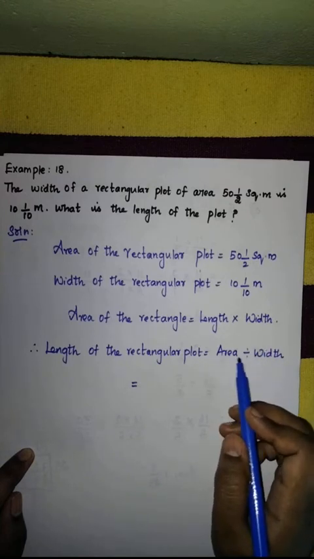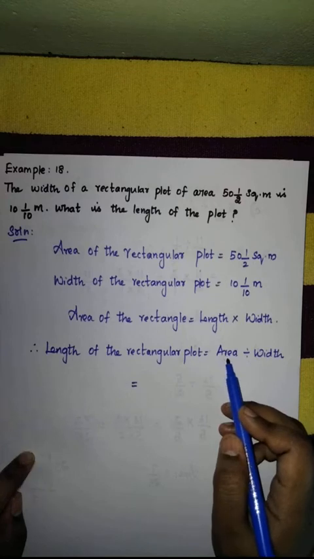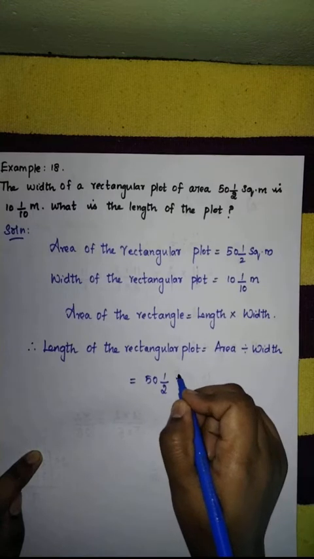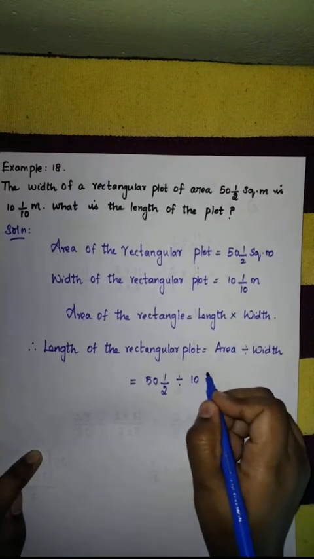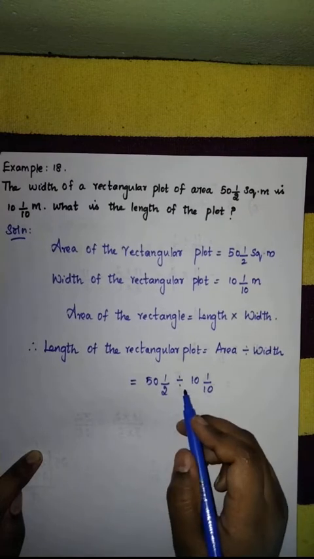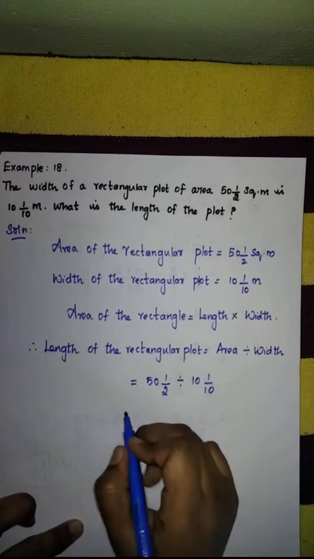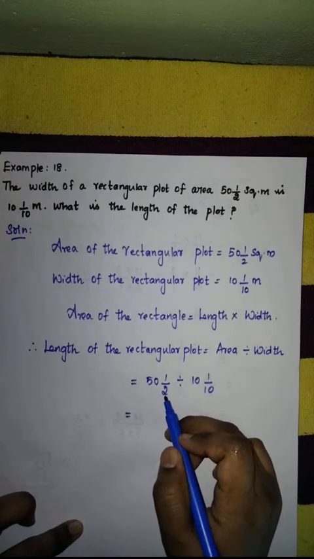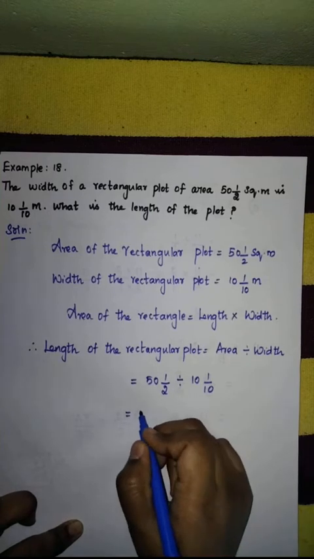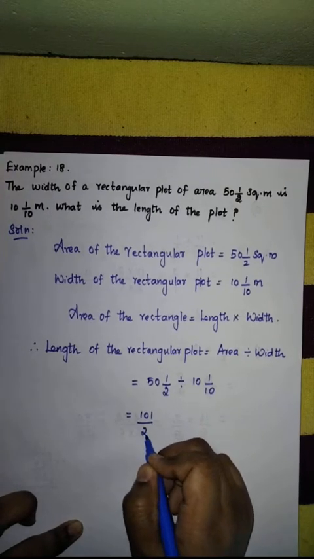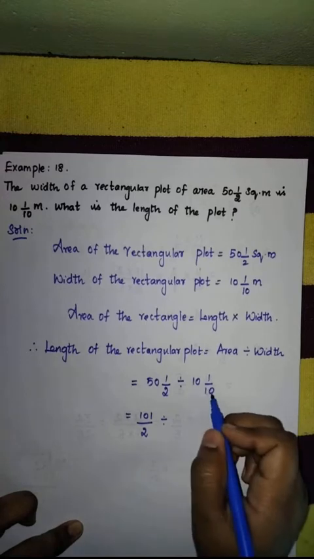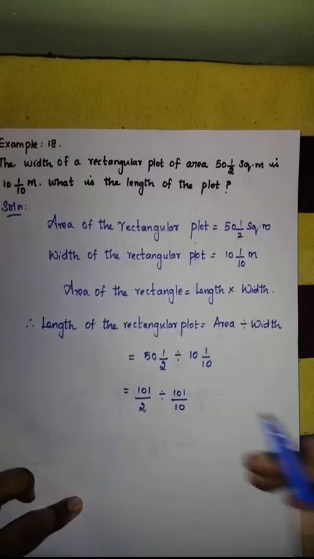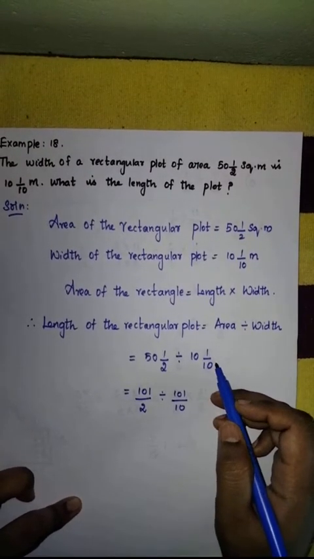We know the values for area and width. So first write area, that is 51 by 2 divided by width, 10 1 by 10. Now convert this into improper fractions. 50 into 2 is 100, 100 plus 1, 101, so 101 by 2. Then 10 into 10 is 100, 100 plus 1, 101 by 10.